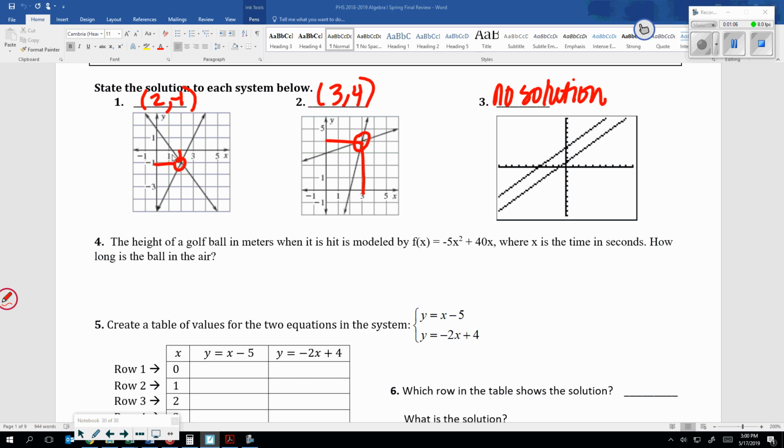For 4, the height of a golf ball in meters when it is hit is modeled by that equation, where x is the time in seconds. How long is the ball in the air?